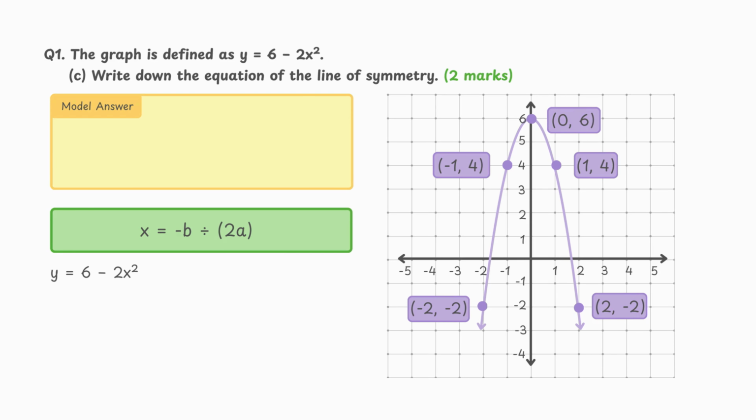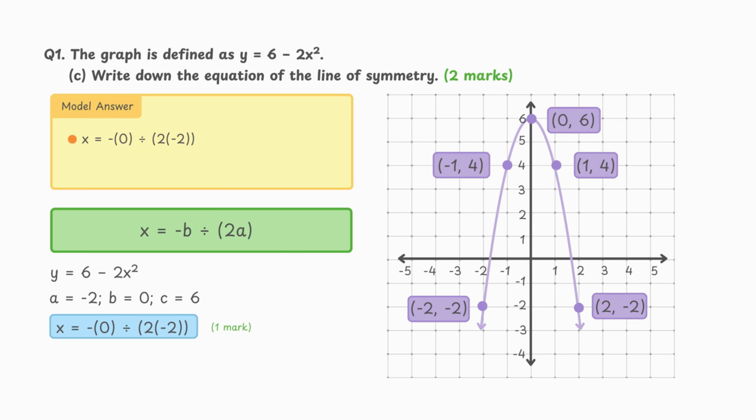From the equation y equals 6 minus 2x squared, we can identify the values. a is -2, b is 0, and c is 6. Now substitute into the formula: x equals -0 divided by 2 multiplied by -2. This simplifies to 0 divided by -4. So x equals 0. This earns 1 mark. So the final answer is x equals 0. This earns 1 mark. Now take a moment to connect this to the graph. The line of symmetry is a vertical line that passes through the center of the parabola. It divides the graph into 2 equal halves.